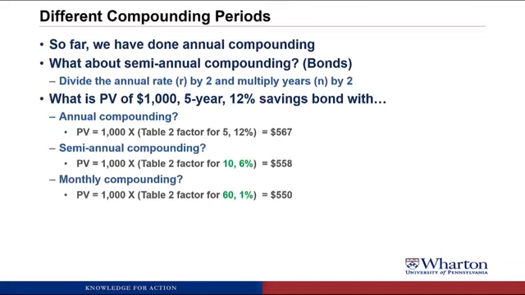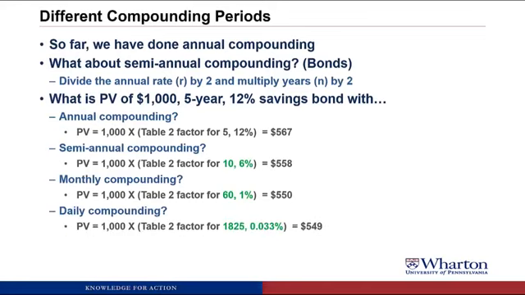You could do this with monthly compounding, where now you would divide the interest rate by 12. So instead of 12%, it would be 1%. You'd multiply the number of periods by 12. So instead of 5 years, it would be 60 months. We would get a present value of 550. You could even do daily compounding. So take the 12% interest rate and divide it by the number of days in a year, which I think is about 365. Take the 5-year period and figure out the number of days, 1825, and basically figure out what's the present value if you had daily compounding of interest, which would be at the daily interest rate for the number of days, and you end up with 549.